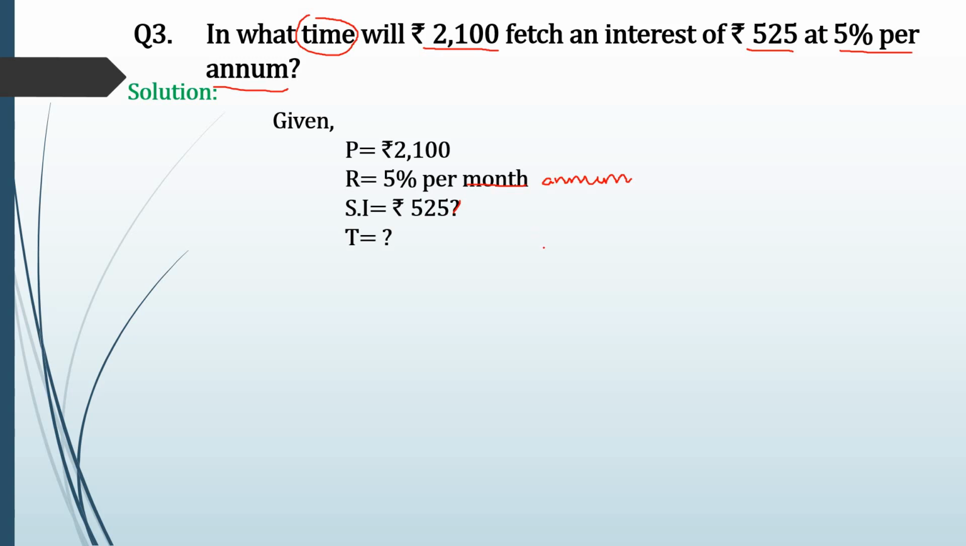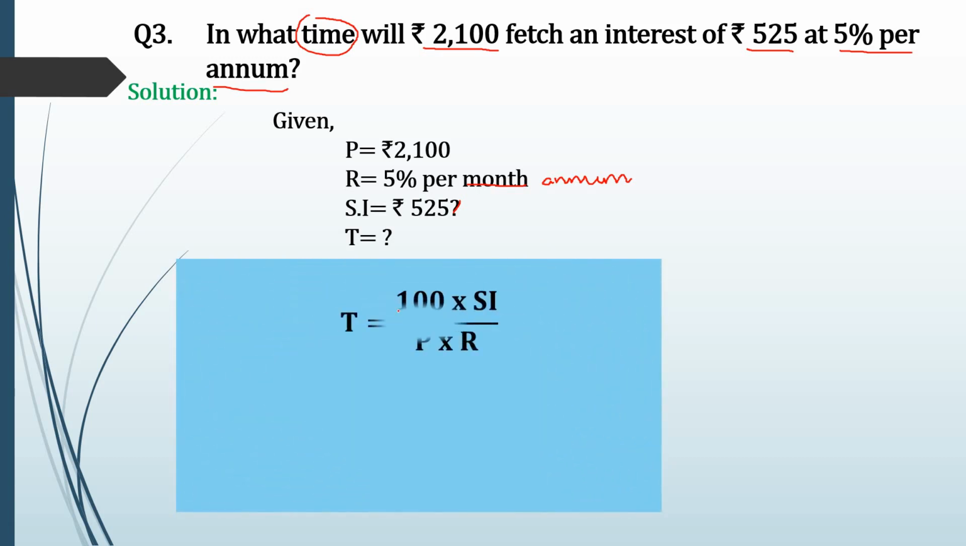Okay, so we know that time is equal to 100 into SI, simple interest, divided by P into R. This we got by rearranging the formula SI equals PRT over 100. Now in the second stage, we will just substitute the values of simple interest, principal, and rate. So time is equal to 100 into SI is 525 divided by principal is 2100 into rate is 5%. Okay, so let's solve this.